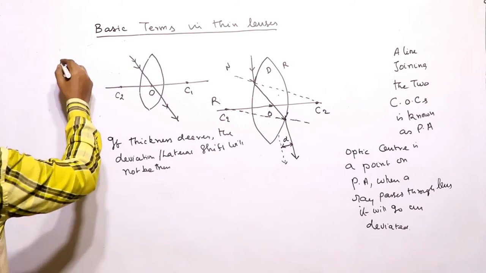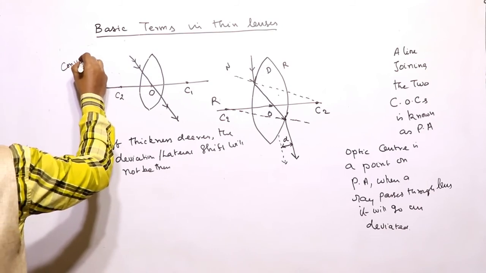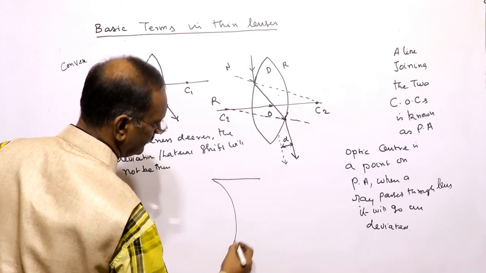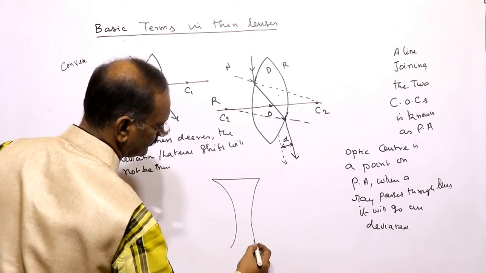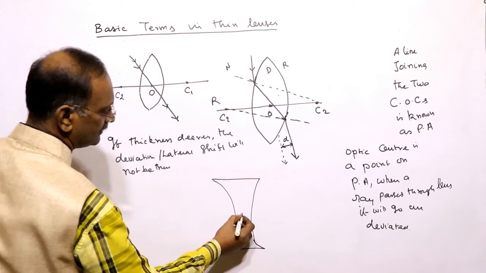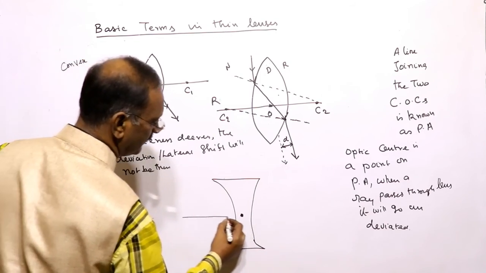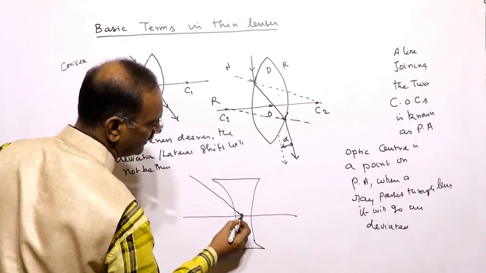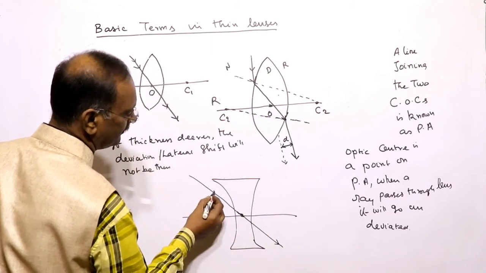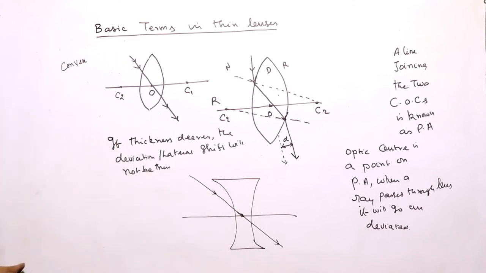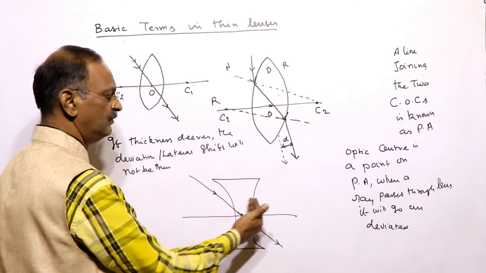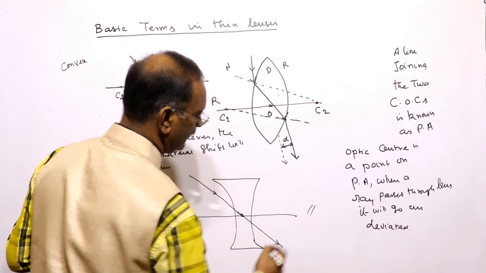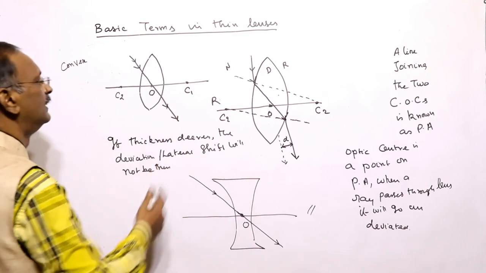And this is for convex lens. For concave lens, let's see. This is a concave lens. So this is the optical center. This is the point on the principal axis through which an incident ray will go undeviated. When the ray is incident on the lens, after refracting from both the surfaces, it will go undeviated. This is called the optical center for both the lenses.